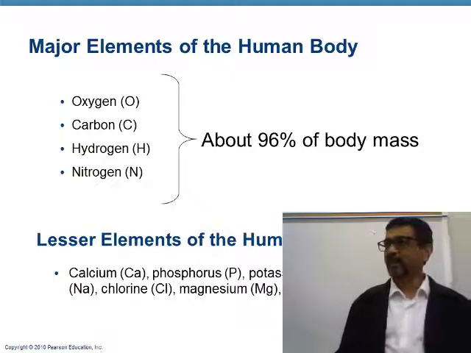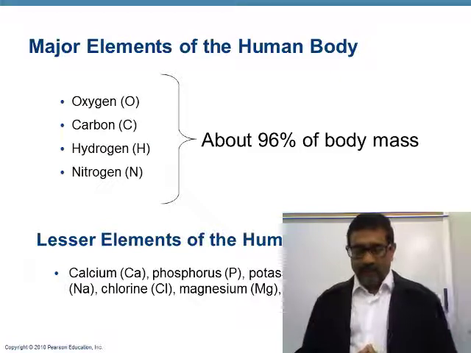Now, if you see the major elements in your body, in your body there are many different elements, but only 4 elements form about 96% of body mass. So these 4 elements are actually forming about 96% of your body mass. Only 4 elements: oxygen, carbon, hydrogen and nitrogen. So you need to remember these 4 names.